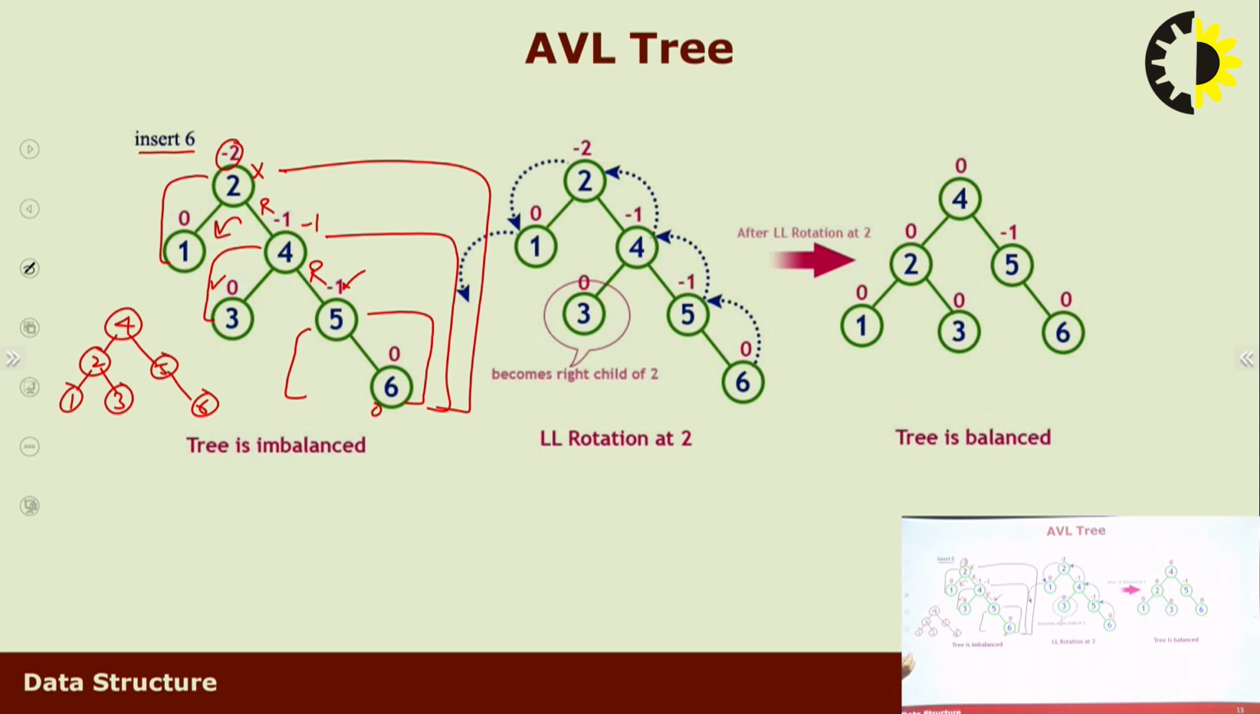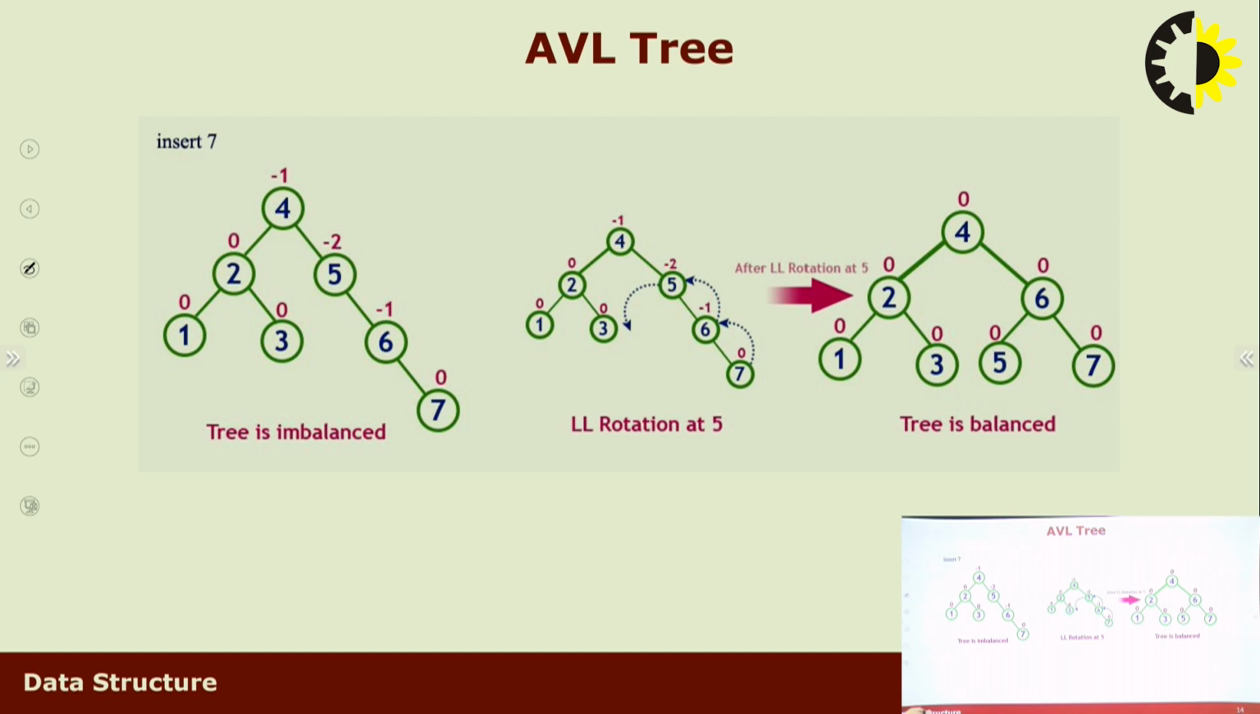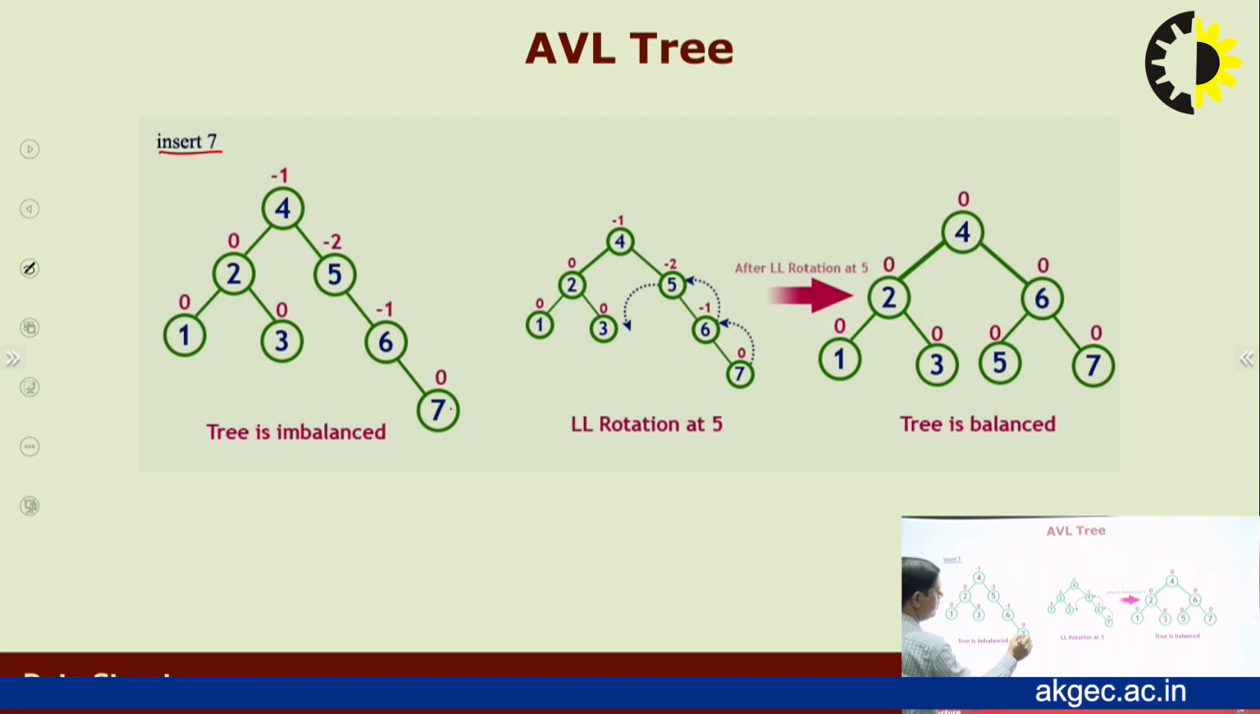Now we can check the balancing factor. Balancing factor for 1 is 0. This is 0. This is 0. That is minus 1, 1 minus 1, 0. 2 minus 2, that is 0. That means the tree is balanced. After that, we have to insert 7. Because according to the question, we have to insert 1 to 8, definitely 7 will come this side.